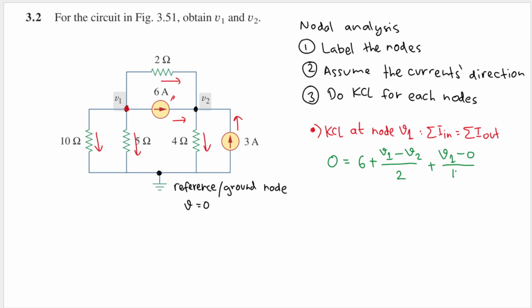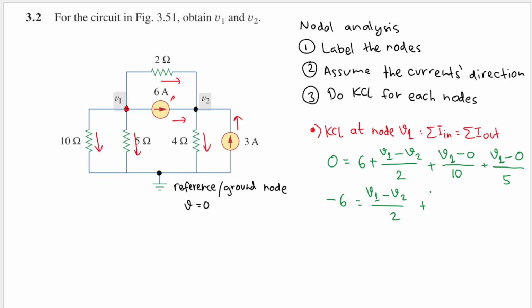Good. And now the last one here, we will have V1, where the current comes from, minus 0, where the current goes to, divided by the resistance between them, which is 5. Good. Now let's do some simple math here. Let's move this 6 to the left hand side, so I have minus 6. And then here we will have V1 minus V2 divided by 2.